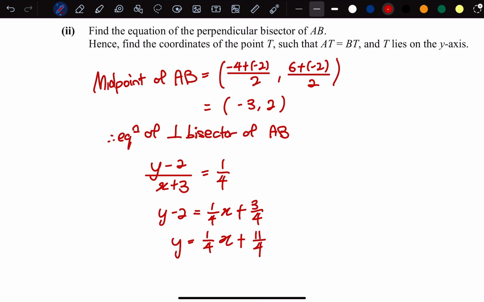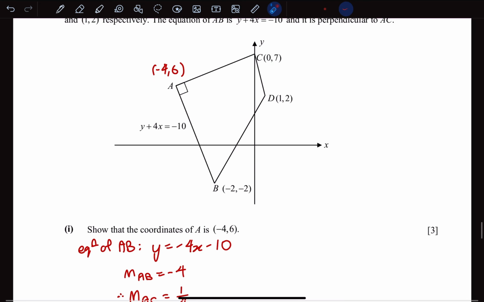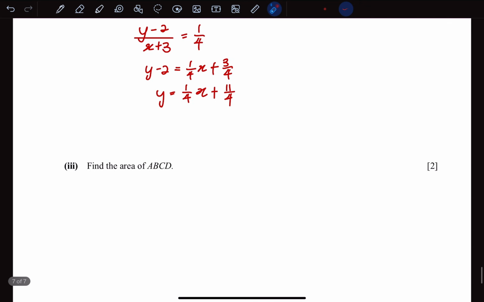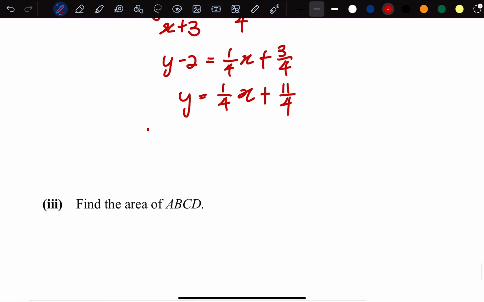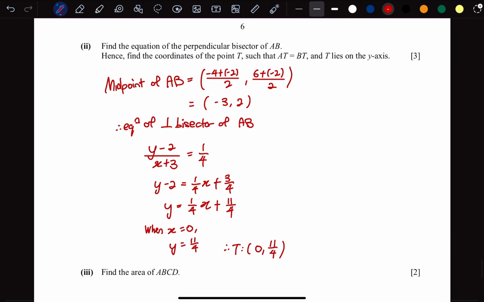Okay, so T will lie on the perpendicular bisector since the distance AT is equal to BT. Since T lies on the y-axis, we know that the x-coordinate is 0. So when x equals 0, the y-coordinate is equal to 11 over 4. Therefore, the coordinates of point T are 0, comma 11 over 4. Okay, this is for part 2.